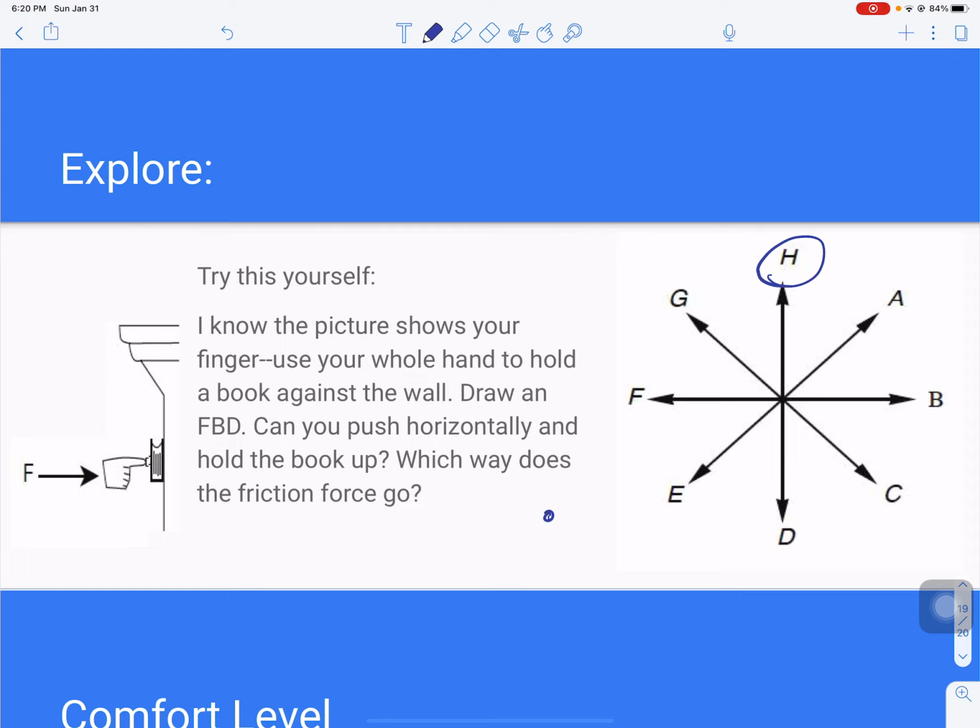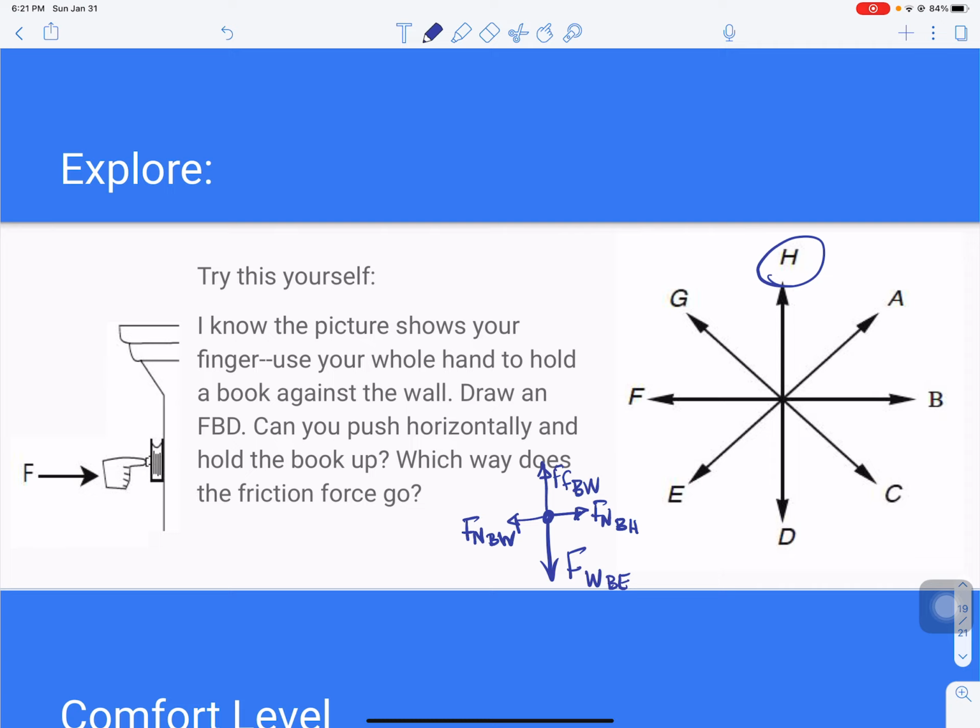So this is what your free body diagram should look like. We know that the force of gravity, weight, on the book by the earth has to go straight down. We know that we are pushing, so this is a normal force on the book by our hand. We are pushing it to the right. And we know that the wall is pushing back. So there's a normal force on the book by the wall. And because the book is not moving, we know that we have to have a balancing force. So this is going to be the force of friction on the book by the wall.